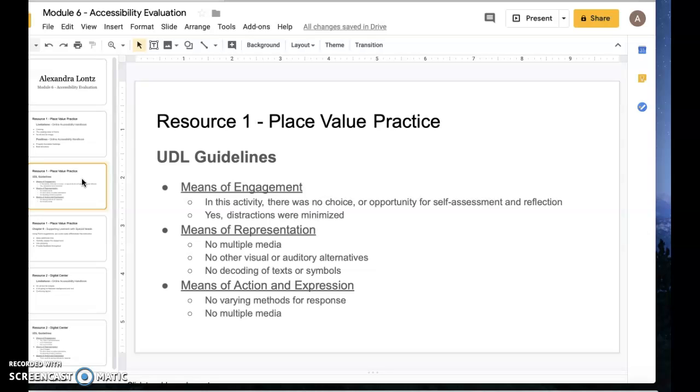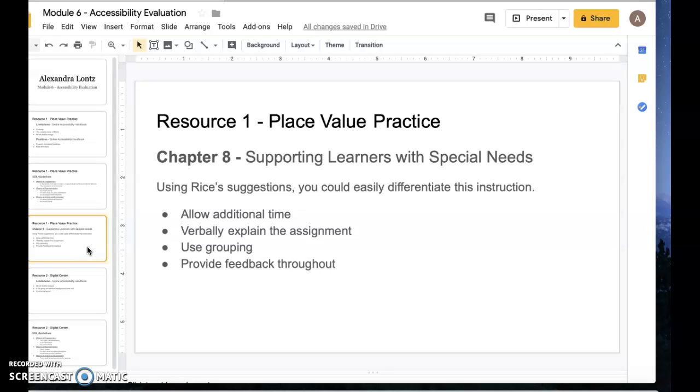For means of action and expression, there was really only one way to say your answer. And then once again, there was no multiple media. And then going into Chapter 8, supporting learners with special needs, I think by using Rice's suggestions, you could easily differentiate this instruction, just as you would in a face-to-face classroom. If a student was completing this online, you could still allow additional time per student, verbally explain the assignment if the directions couldn't be read, group students together, or provide feedback throughout.